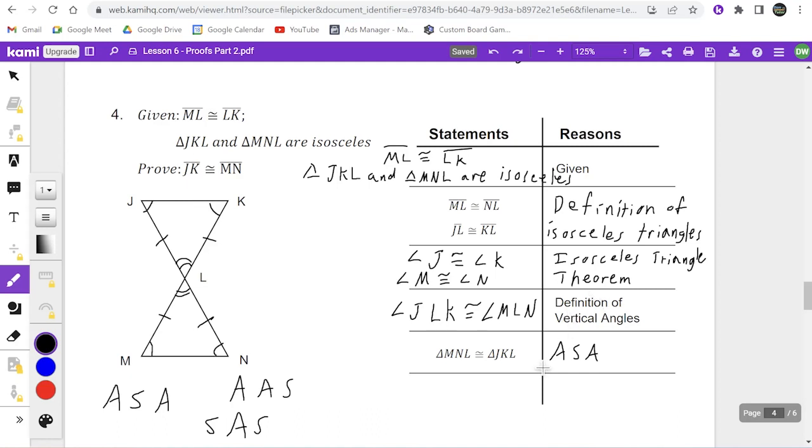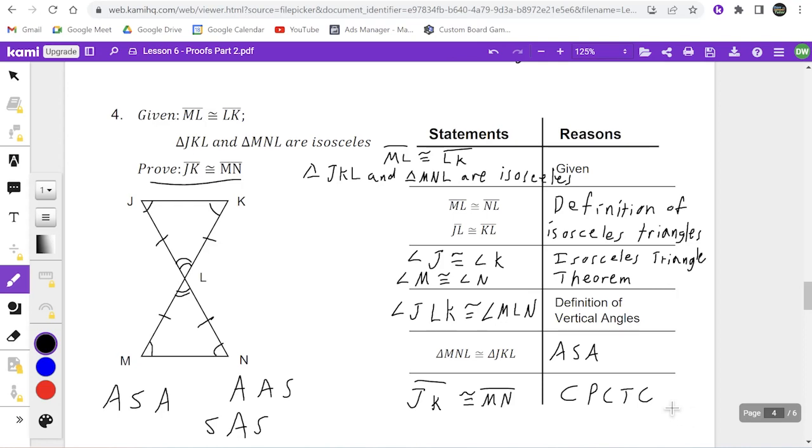And then last, we want to say side JK is congruent to side MN. And how do I know? That's the prove statement. You better end with the prove statement, or else what are you doing? CPCTC. Thank you. That's correct. CPCTC. That's the theorem that says once you prove the triangles are congruent, literally everything else is congruent. Excellent. And that's going to do it for that problem.